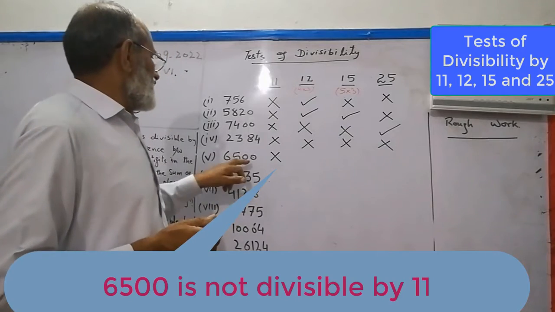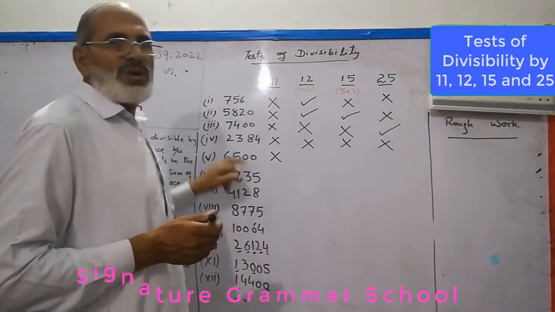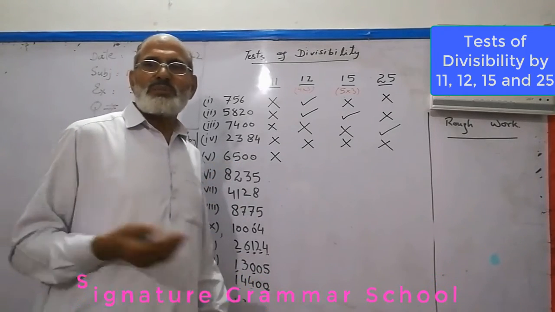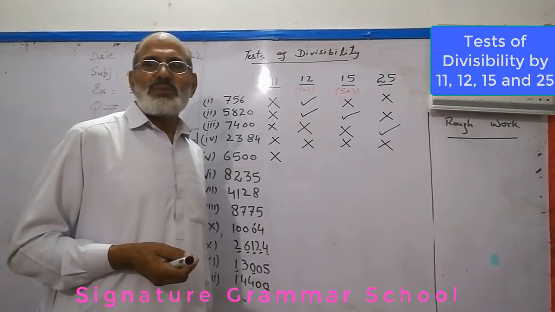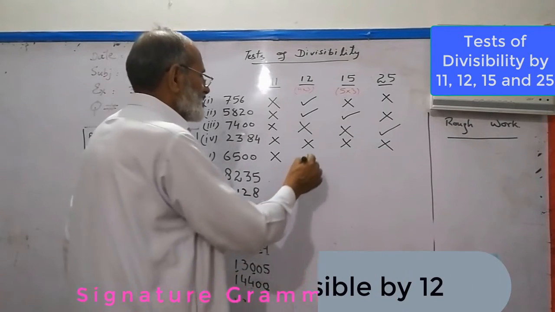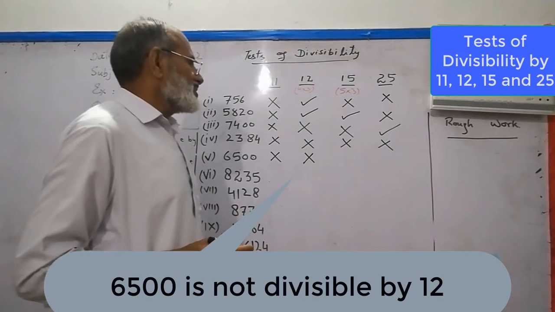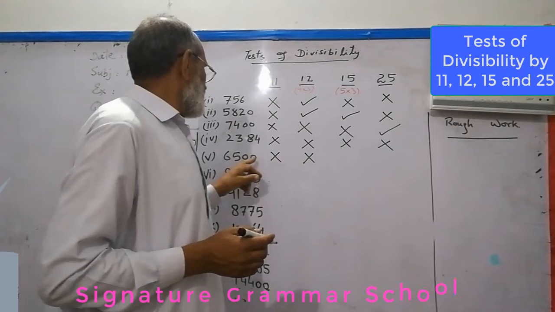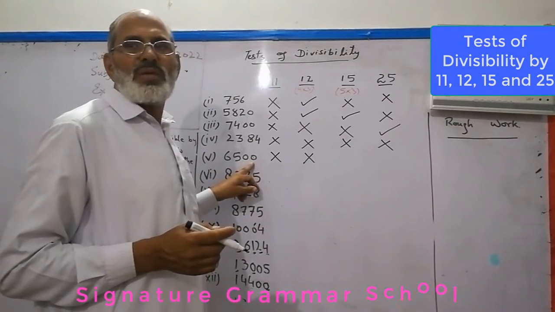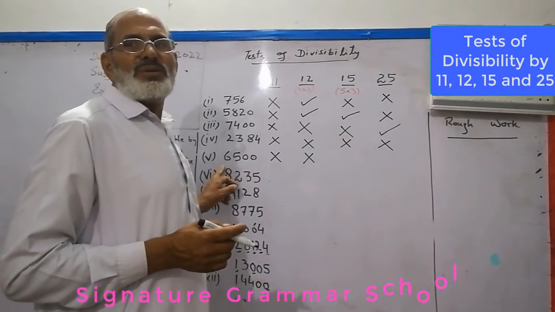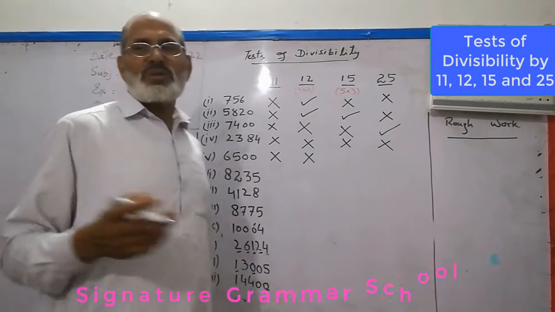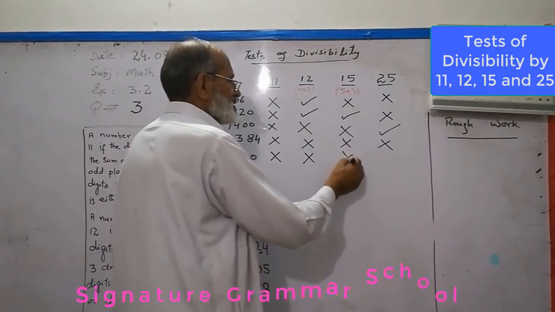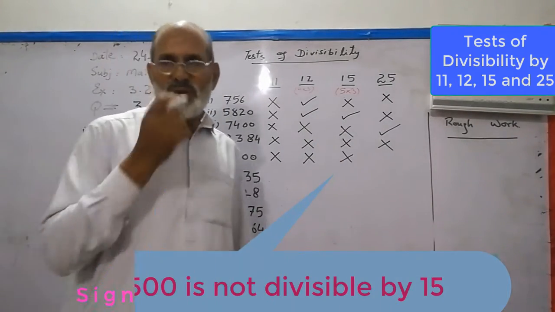For 12, now here are 2 zeros, so it is divisible by 4. But if you take the sum total of 6 and 5, that becomes 11, and 11 is not divisible by 3. The second condition is not met. Therefore, 6,500 is not divisible by 12. For 15, it should be divisible by 5. Yes, of course it is divisible by 5, but it can't be divided by 3 because 6 plus 5 becomes 11, and 11 doesn't come in the table of 3. The second condition is not met. Therefore, this value is not divisible by 15.